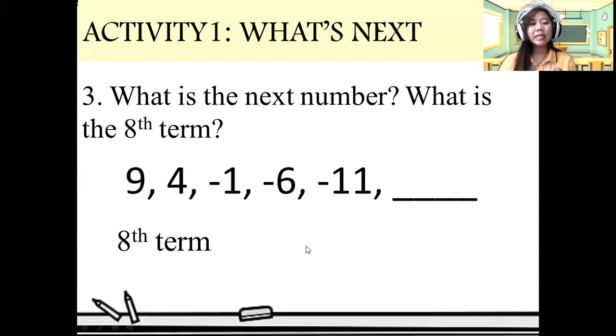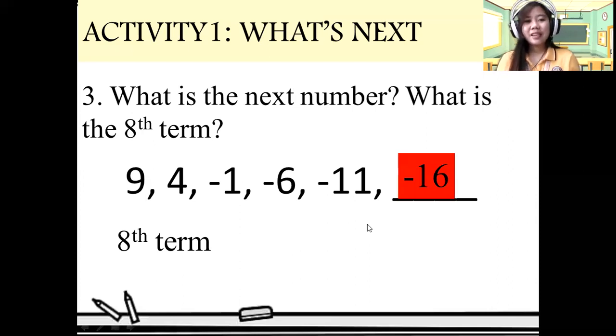As you can see, class, 9 minus 5 is 4. 4 minus 5 is -1. -1 minus 5 is -6. And -6 minus 5 is -11. And -11 minus 5 is -16. So what is the eighth term?